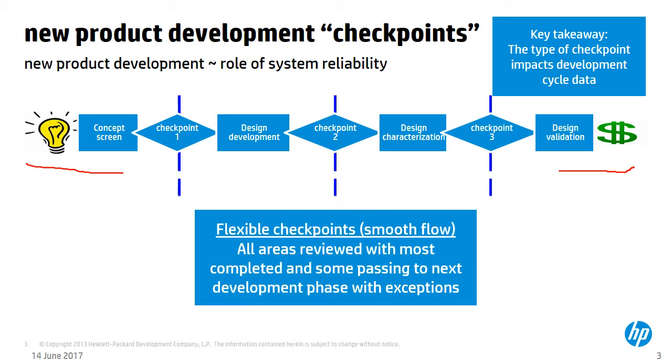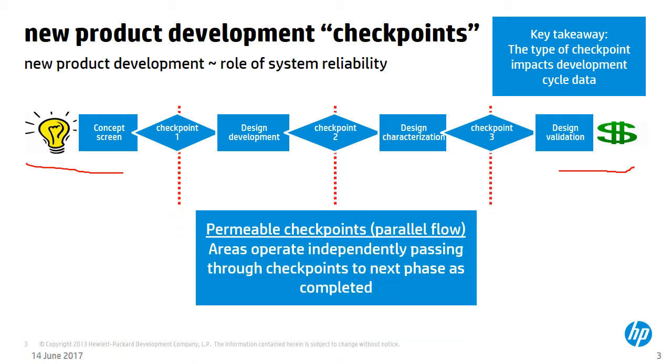Flexible checkpoints, or a smooth flow, allows for exceptions. Areas need to be reviewed in order to be completed. However, there might be something that's not quite finished that will actually not impact the end game or be able to be understood enough to move forward.